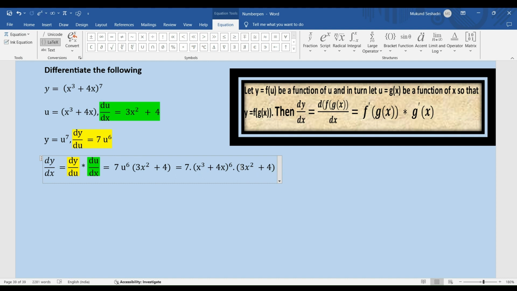So that's how we arrive at the solution for this particular problem. So our final answer is 7 times (x cubed plus 4x) to the power 6 times (3x squared plus 4).